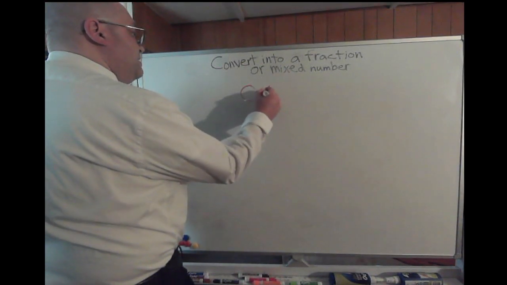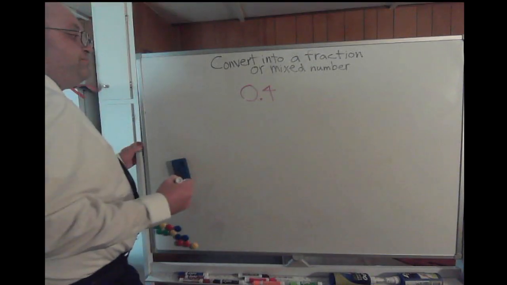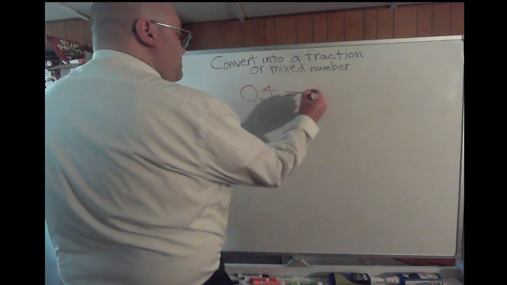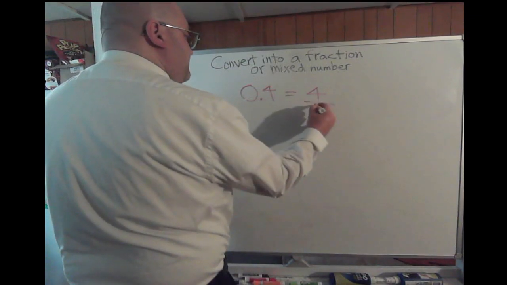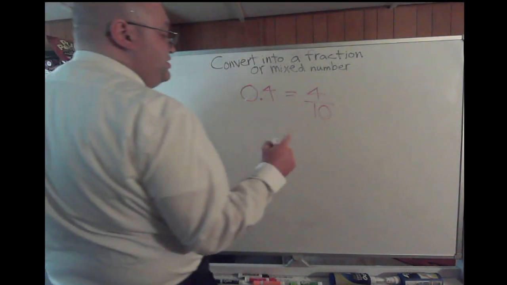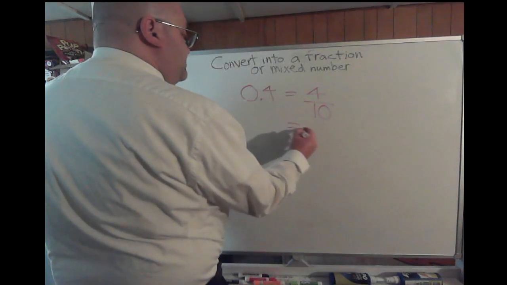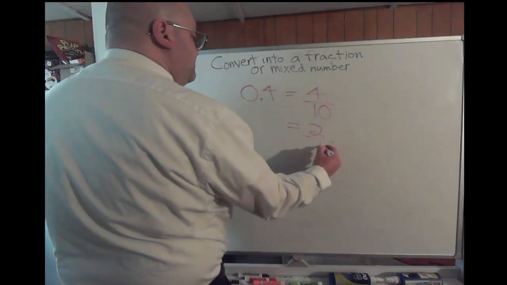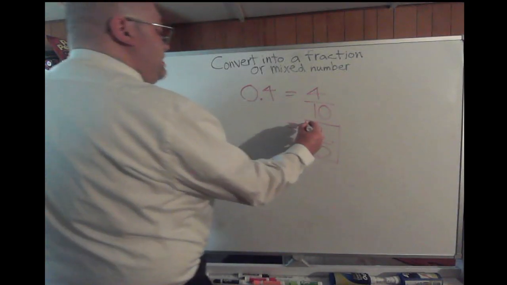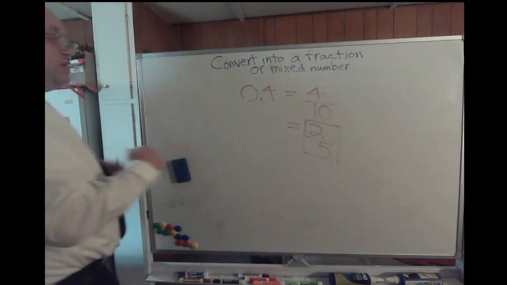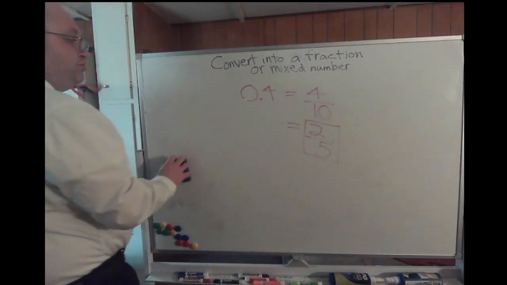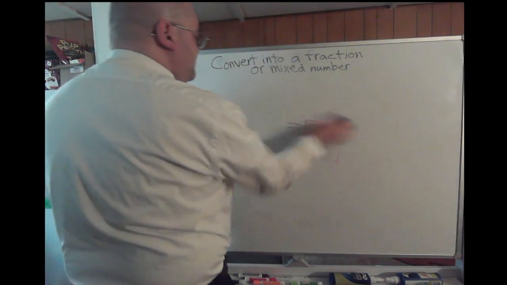So let's say you have something like 0.4. We know it's read as 4/10, right? Well, that kind of gives away what the fraction's going to be. We want to convert this into a fraction. 4/10, however, that's not in reduced form. 4/10 would reduce down to 2/5, because both the 4 and the 10 have a 2 in common. So you divide both the 4 and the 10 by 2, you get 2/5. So 0.4 would be 2/5.